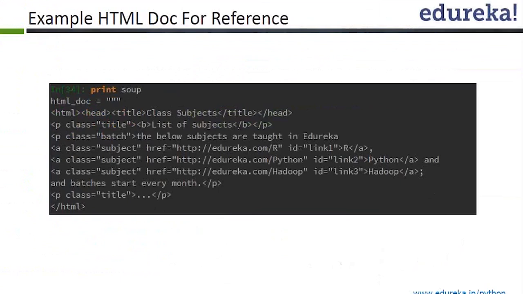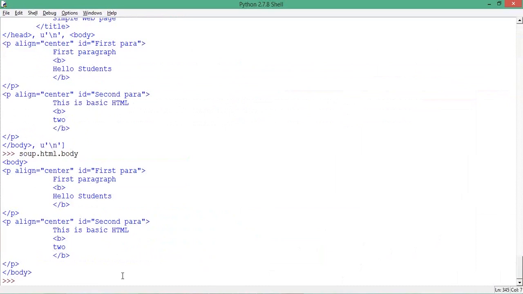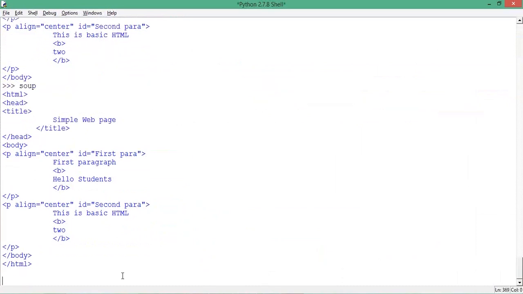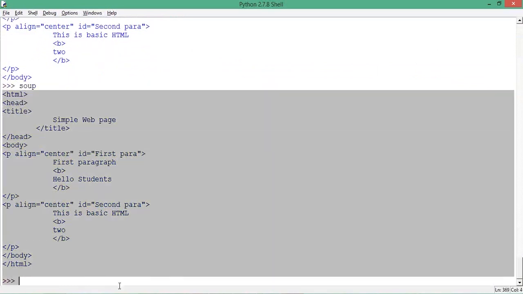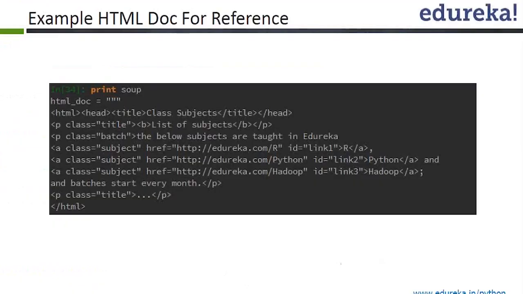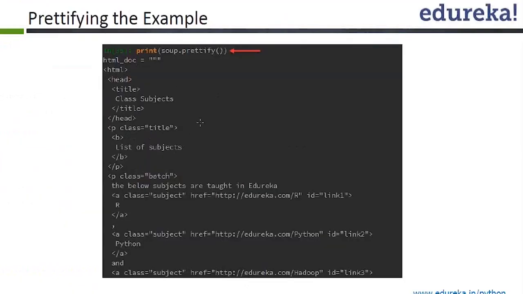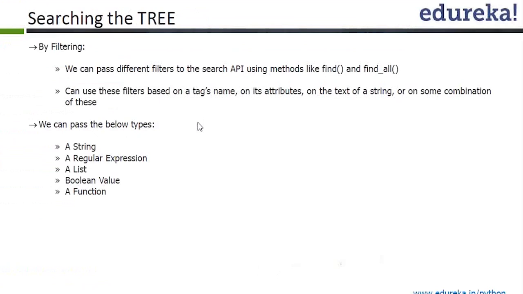So if I say soup, it gives me everything. Okay. soup.prettify, you already know it. We can pass different filters to the search method using find and find_all. We have seen how find_all works, and the good thing about find_all is it finds everything and stores it as a list so that you can traverse. We can pass the below types: a string, a regular expression, a list, a boolean value, functions, etc.